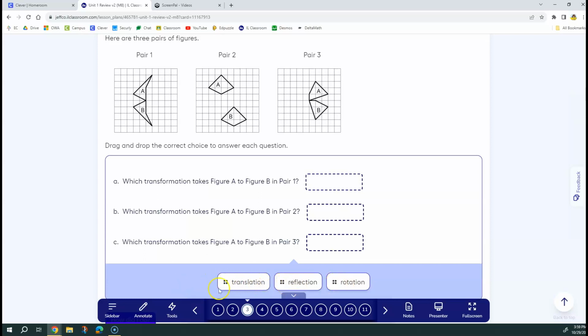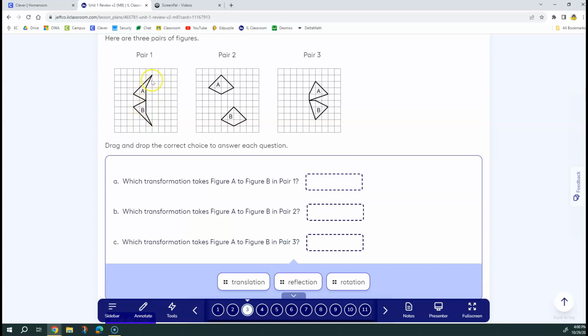And just for my own sake, I'm remembering that a translation means slide, so up or down, side to side. A reflection is a flip. It's a mirror image. If I could fold it along that line of symmetry or the line of reflection, the shapes would match up point for point. And then a rotation is a turn. Okay. So which transformation takes figure A to figure B?